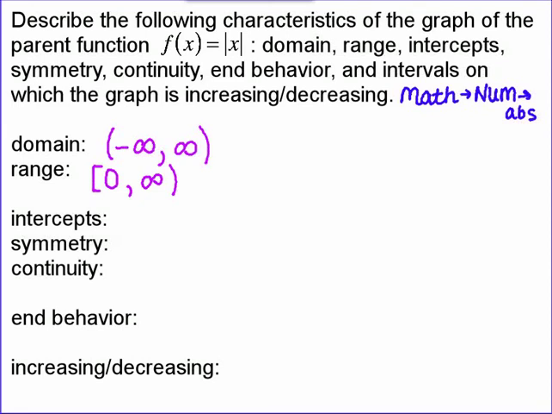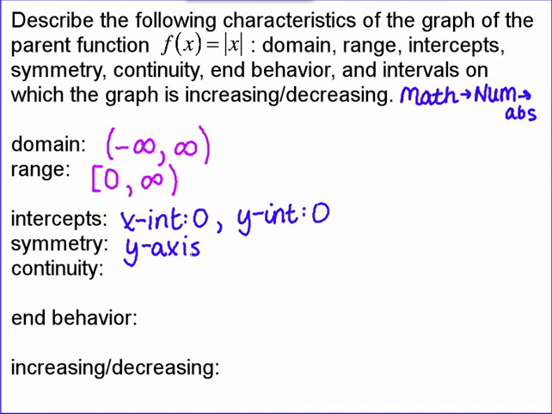Intercepts. What can you tell me? So I have an x-intercept of what? 0. And I have a y-intercept of 0. Good. Symmetry. What's the symmetry? Y-axis. Now remember, it's whatever axis it's reflected in. And so this one, if you take it and fold it on the Y, it folds onto itself.